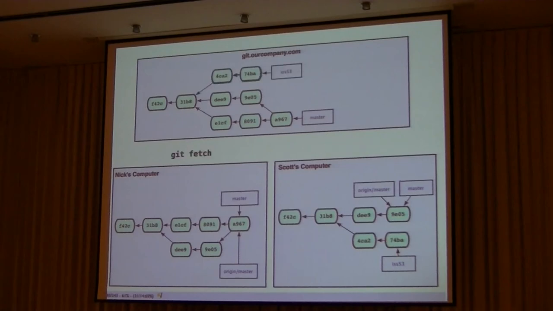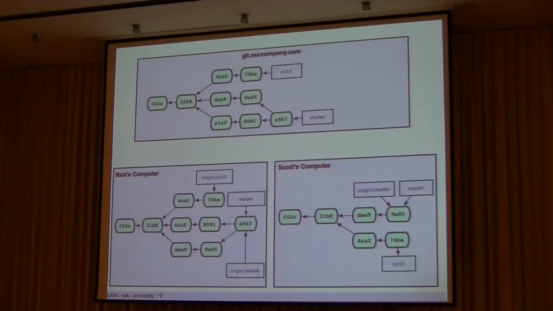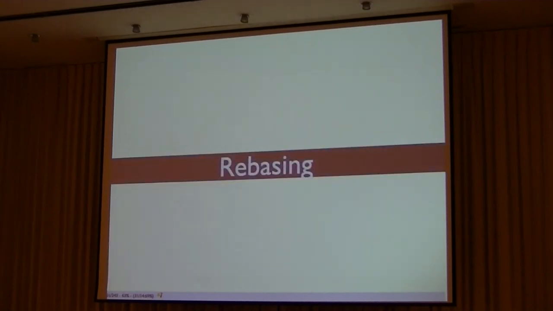And then when Nick fetches, he'll get those objects and get an origin slash whatever that branch name is, right? Whatever branches are on the server he doesn't have yet. So that's how you collaborate in Git.